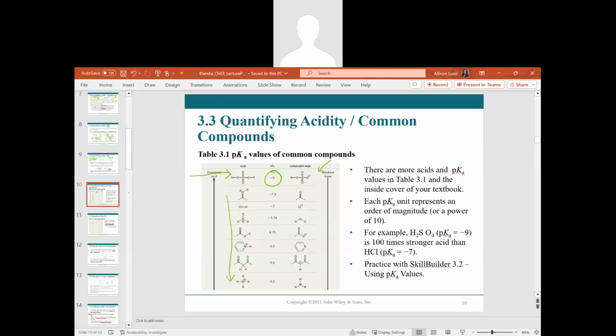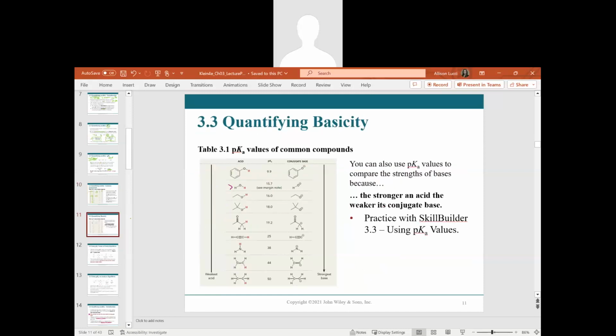So we see water here, or rather hydronium right here, as negative 1.74. So this is a good value to note. We're going to be talking about hydronium quite frequently. And the rest of this table is continued here. So you can see that the pKa goes all the way up to 50. These would be the weakest acids, these structures that we call alkanes here. And we have everything in between.